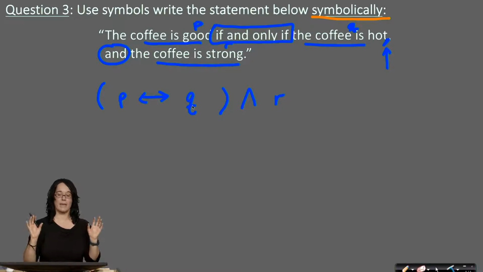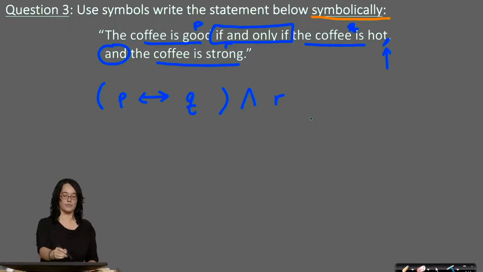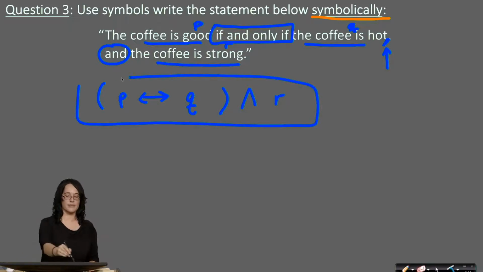That's saying P happens if and only if Q happens. So if one happens, the other happens. If one doesn't happen, the other does not happen. They have the same truth values at all times. So those two are connected in that way. And by the way, R happens. Coffee is also strong, okay? This would be how we would write this symbolically.